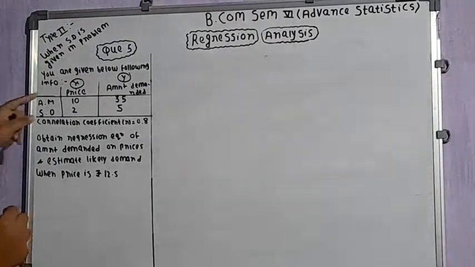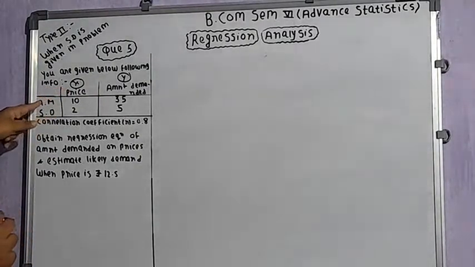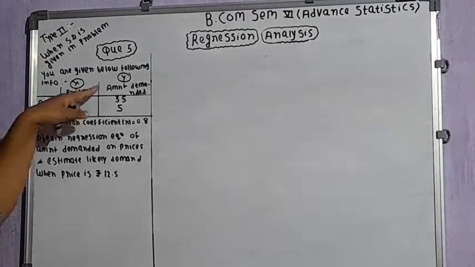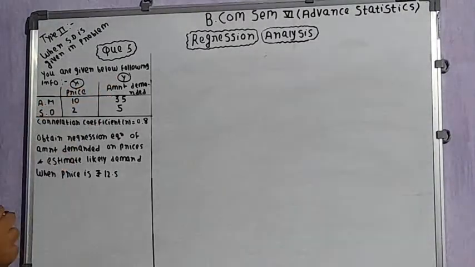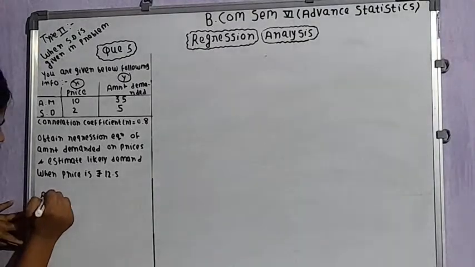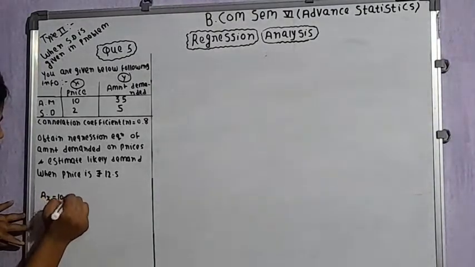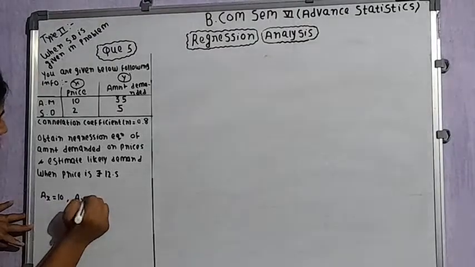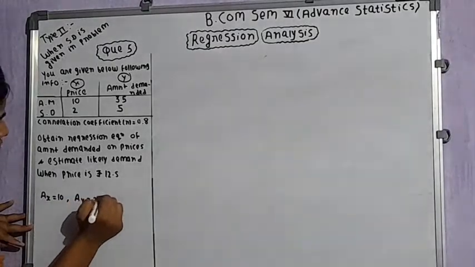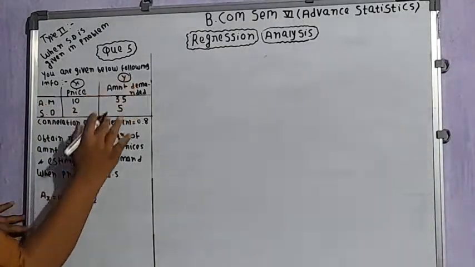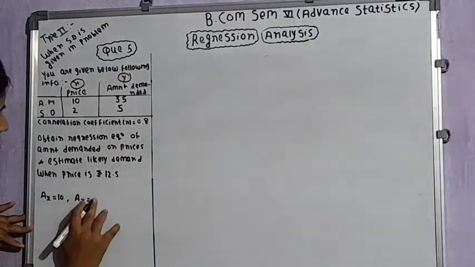Okay. We have been given X bar, that is 10. We have been given Y bar, that is 35. We will write over here. X bar is equal to 10. Y bar is equal to 35.